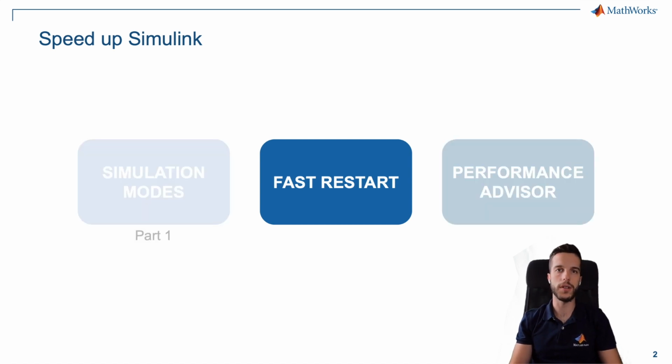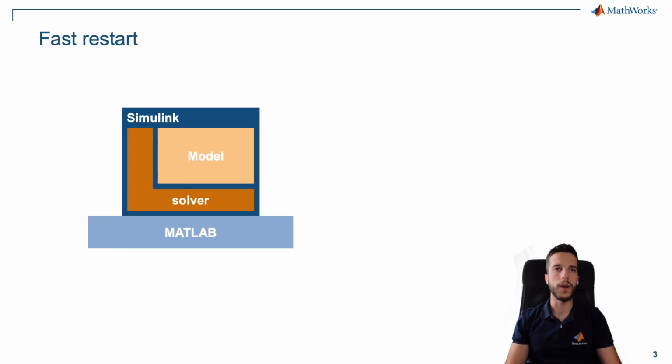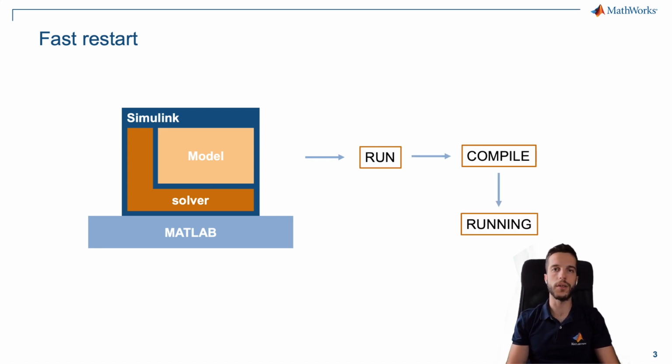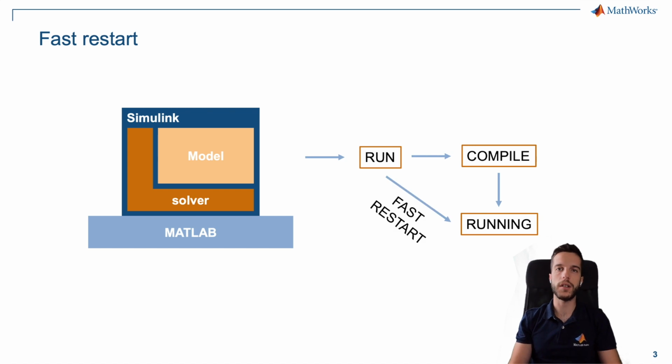So let's start from the fast restart. Normally, when you have a Simulink model, you hit the run button, and each time Simulink compiles your code and starts running it. Of course, this process is necessary because if you modify your model, the compilation needs to account for the modified part. Even if you don't modify your code, you can simply use the fast restart to avoid recompiling your code each time and so speed up your simulation.